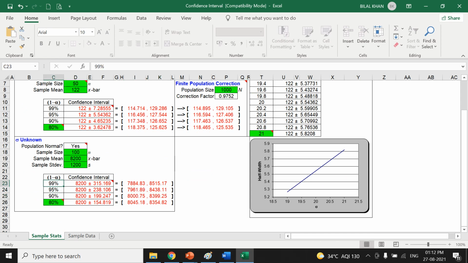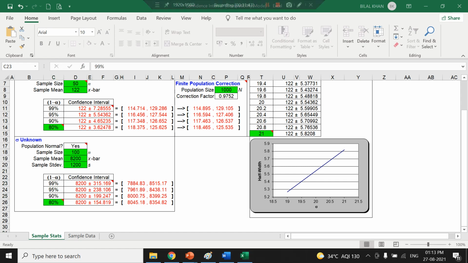If we want 99, and I was telling you that if we increase the confidence, if you want to be more confident, our margin of error increases. So you can see the margin of error here becomes 315. If you want to be less confident, it goes on decreasing. So you can see the highest is when you want to be the most confident. And when you want to be the most confident, what does it mean? It means that you don't want to leave out any possible chance. So when you don't want to leave out any possible chance, that means you are increasing your area under the curve. And when you increase the area under the curve, your confidence interval becomes wider. So the width becomes wider.